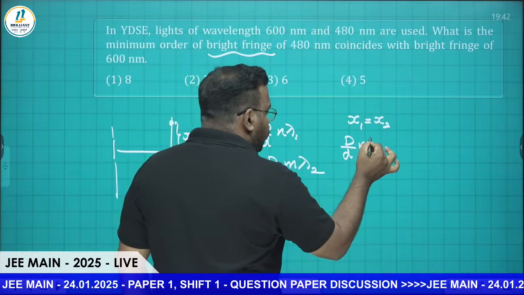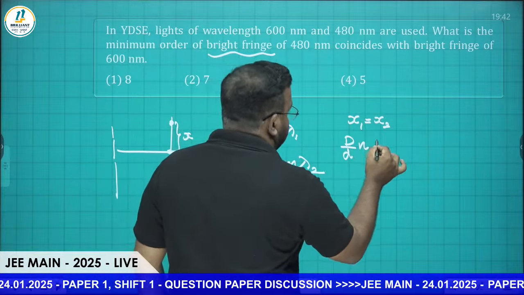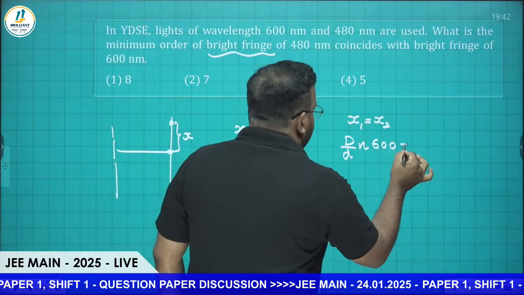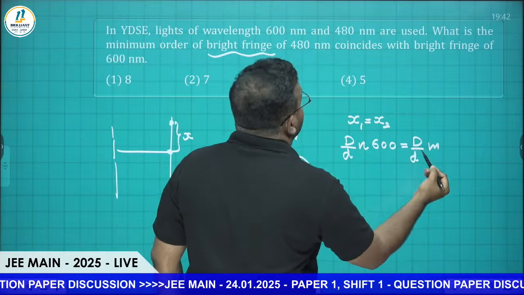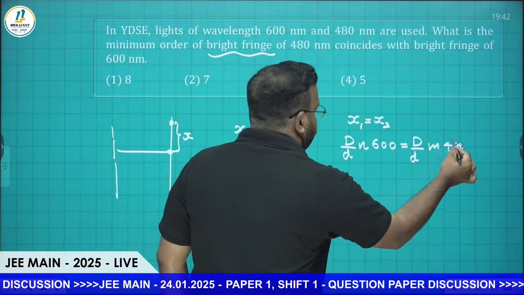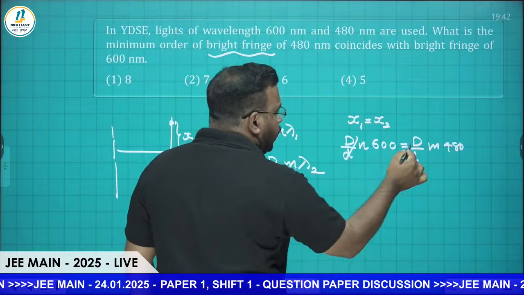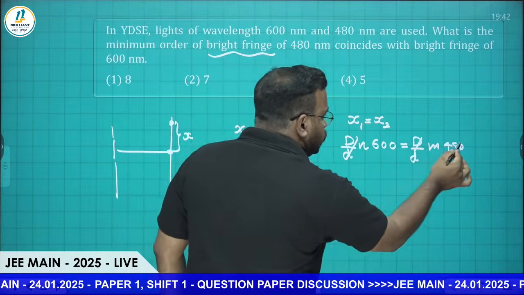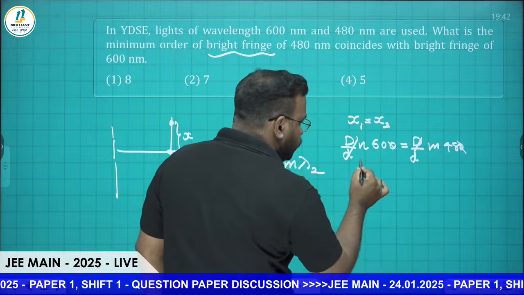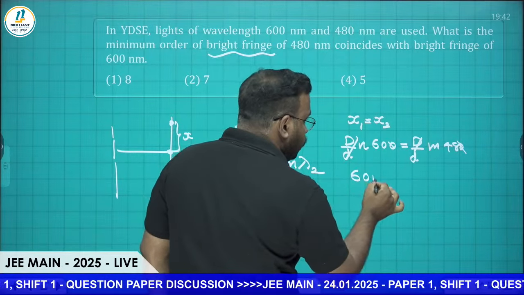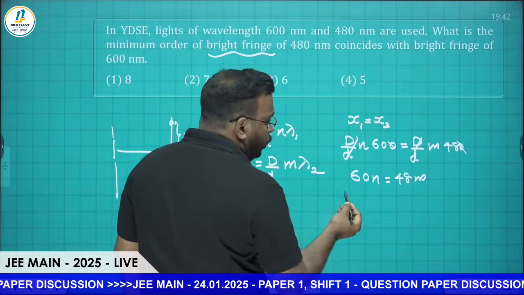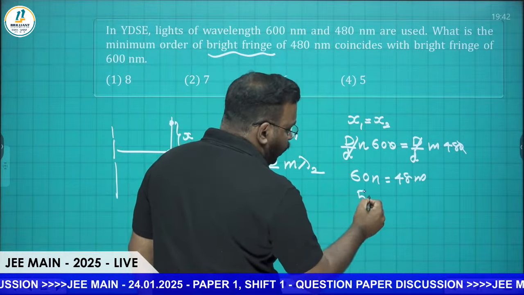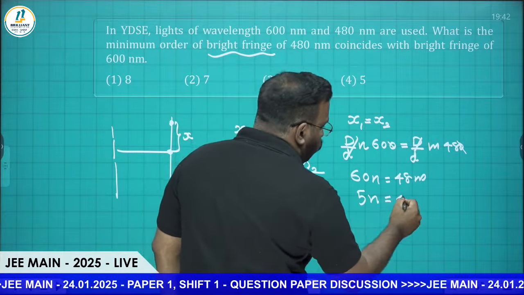N lambda 1. What is lambda 1? 600. Is equal to d by d again m into lambda 2. What is lambda 2? 480. So d by d got cancelled. We get 60n is equal to 48m. Simplifying, dividing by 12, we get 5n is equal to 4m.